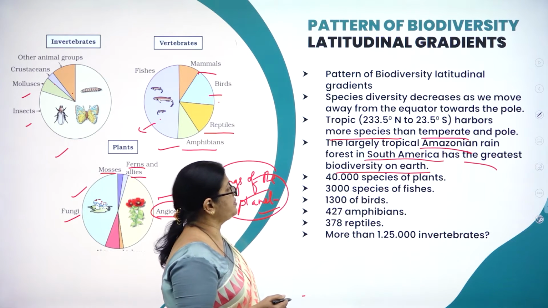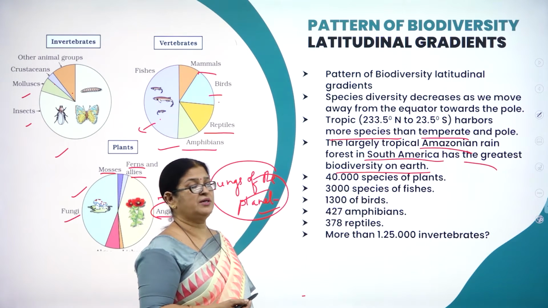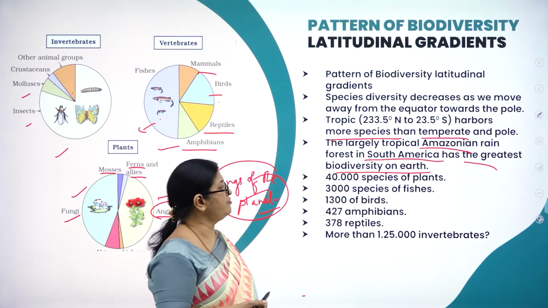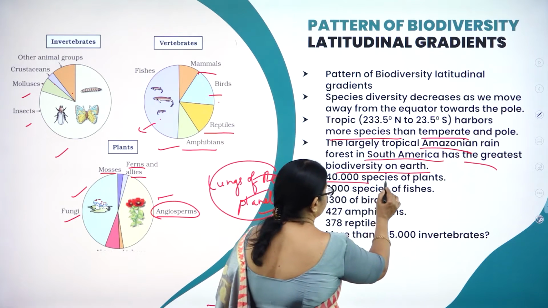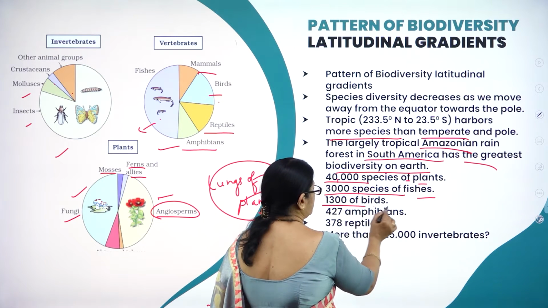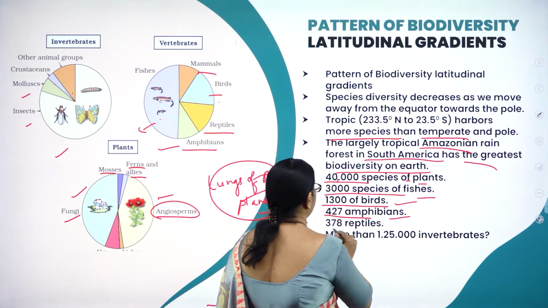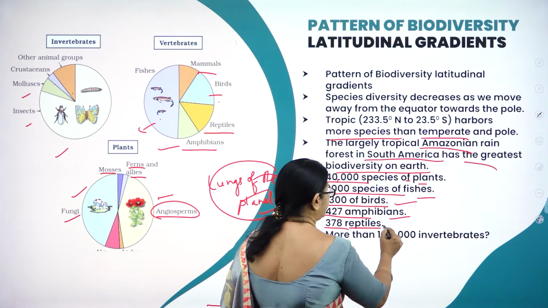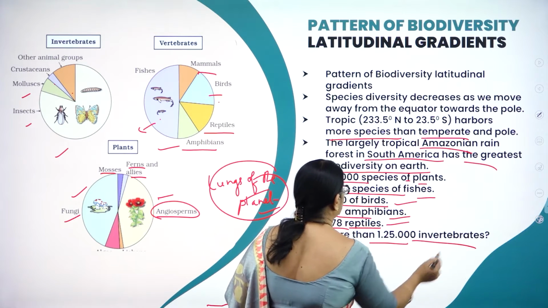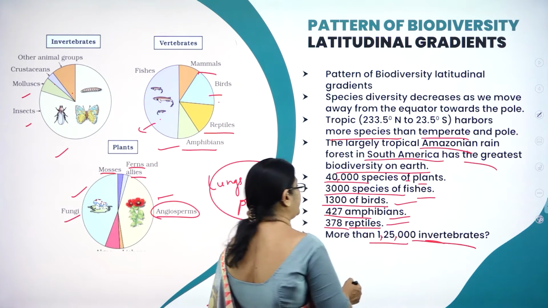So what is the composition of the plant and animal species we come across in this Amazonian forest? 40,000 species of plants, 3,000 species of fishes, 1,300 species of birds, 427 species of amphibians, 378 species of reptiles, and we come across more than 125,000 invertebrates.